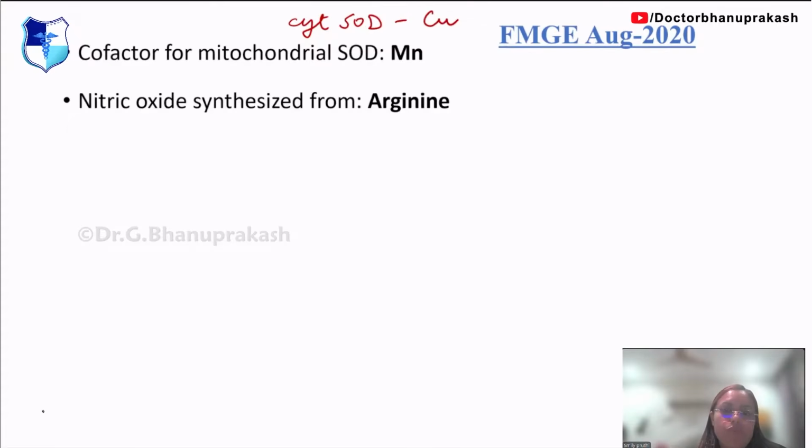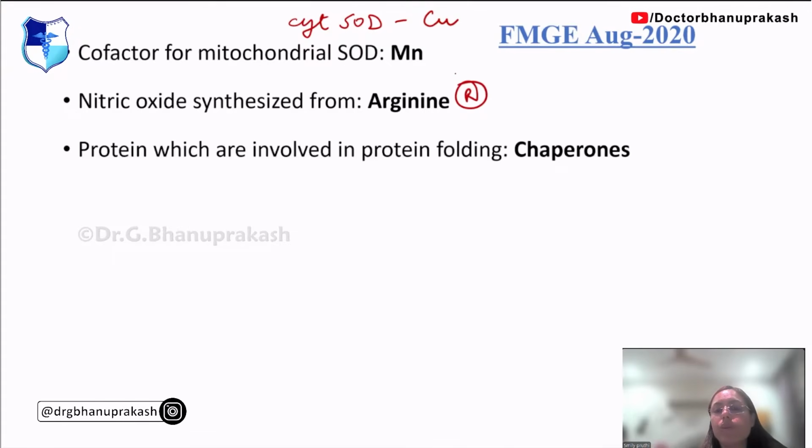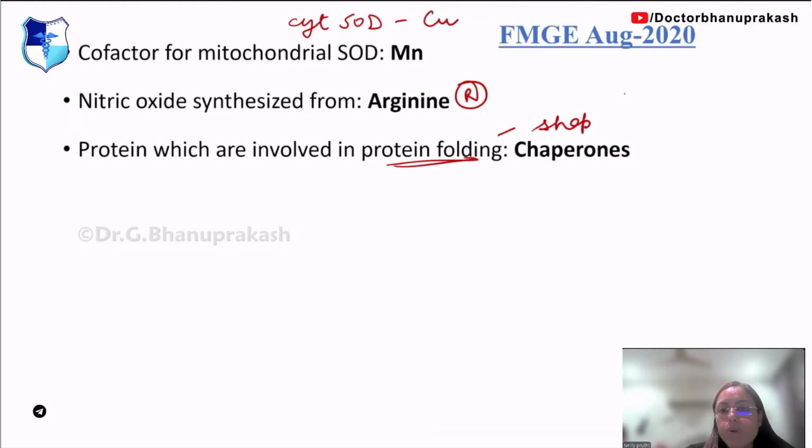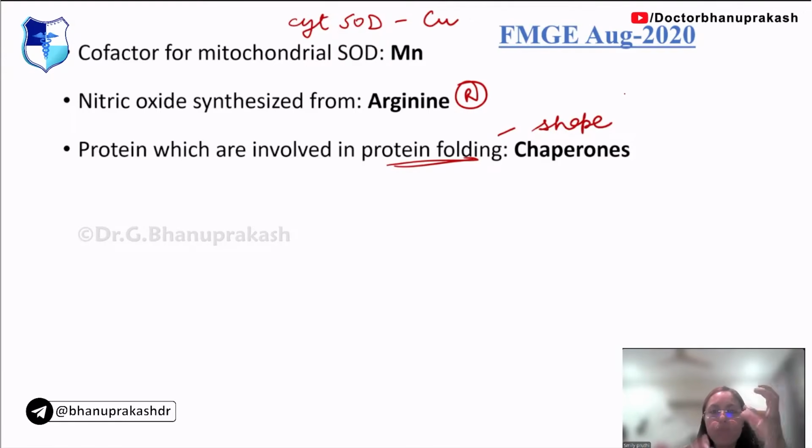Then nitric oxide, synthesized from arginine, repeated question. I'm just writing R for the repeated question. Proteins which are involved in protein folding are chaperones. It is chaperones actually, but we pronounce it as chaperones because they help in folding and giving shape to the protein, because the shape comes from the folding of the protein.